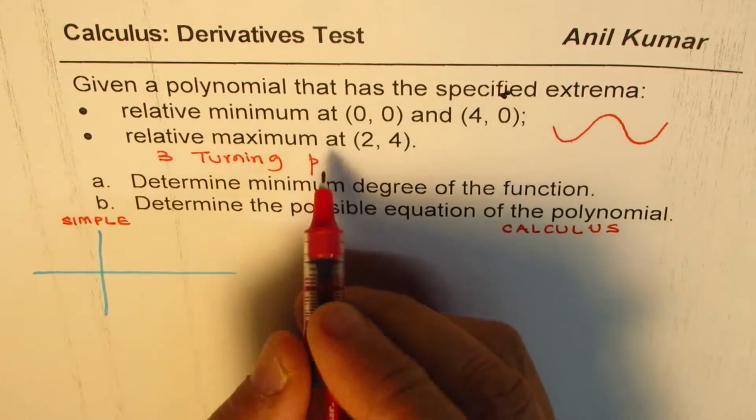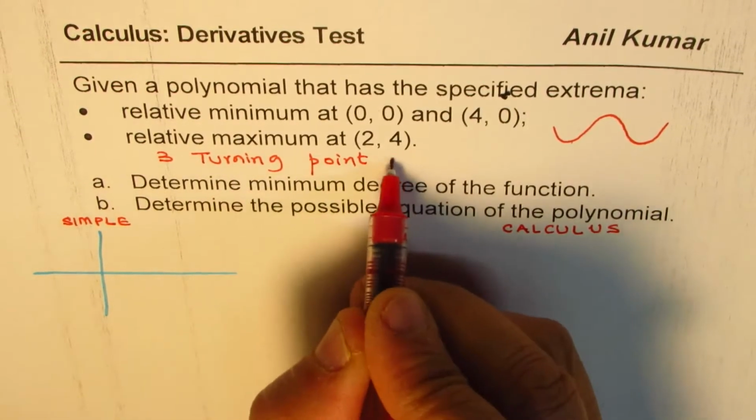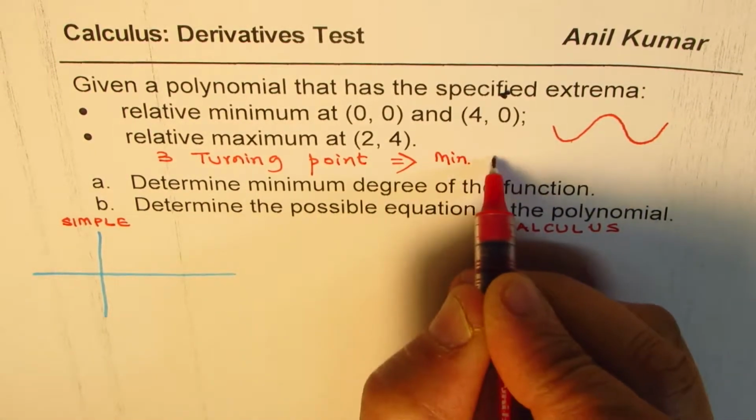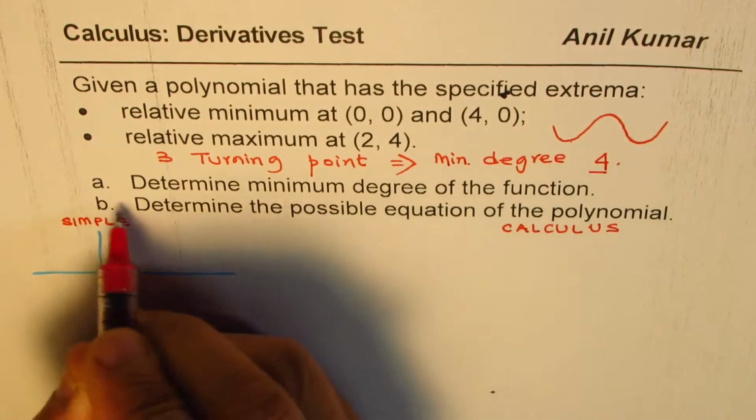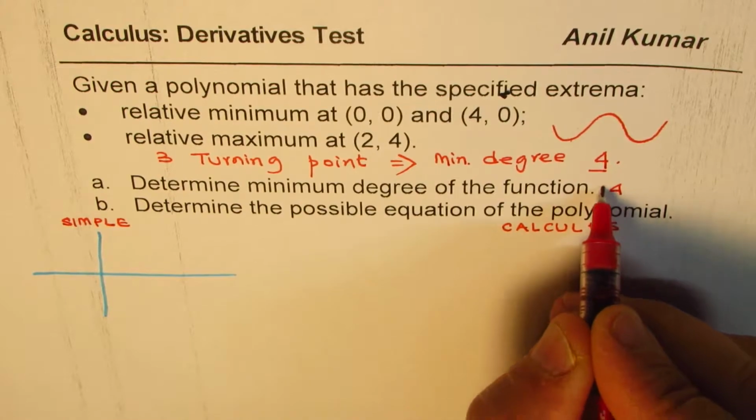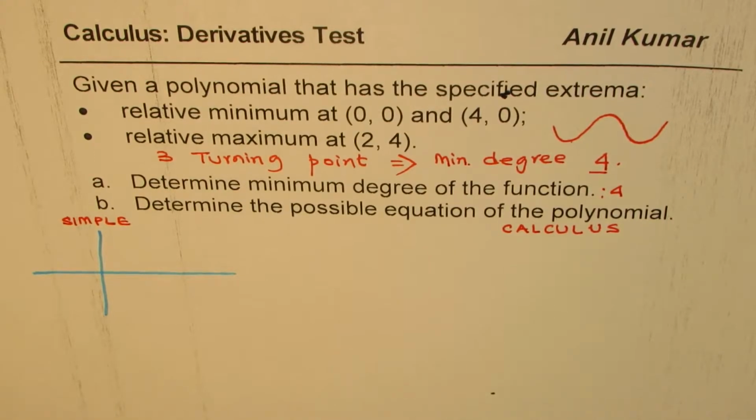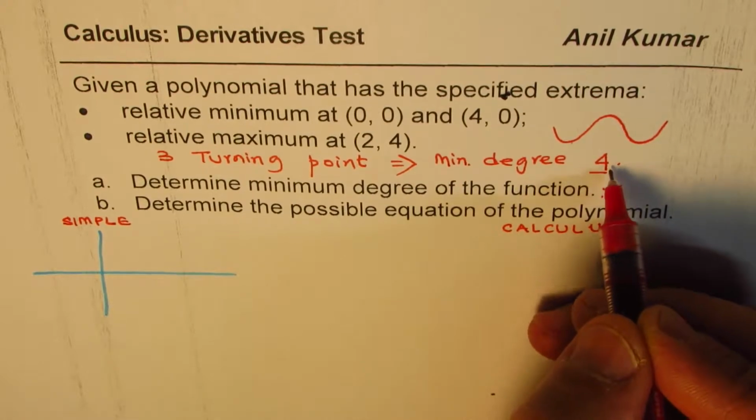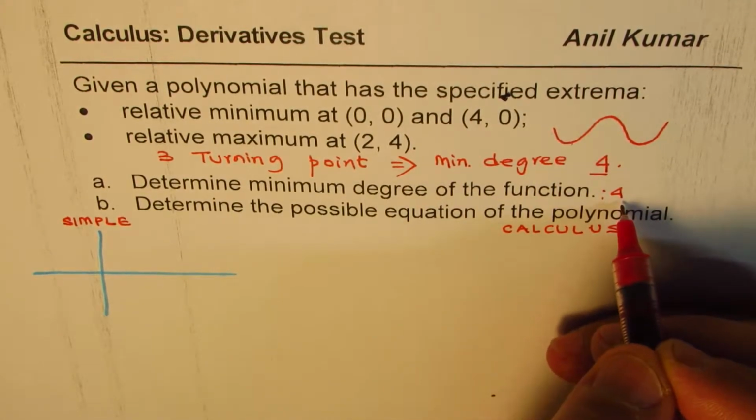Each maximum and minimum is actually a turning point, right? So if there are three turning points, that really means that minimum degree is what? Minimum degree is 4. Is it okay? So that answers the first part, that the minimum degree of the function is 4, right? So it should be a degree 4 function minimum, because these turning points could be of degree 2, 4, 6, 8. So that could increase to a higher number. Is that okay? So that's answering the very first one.